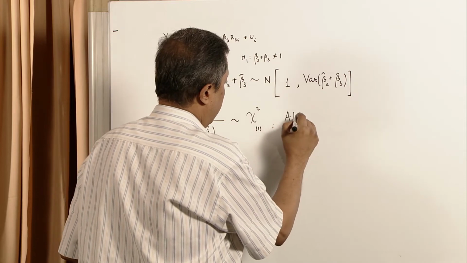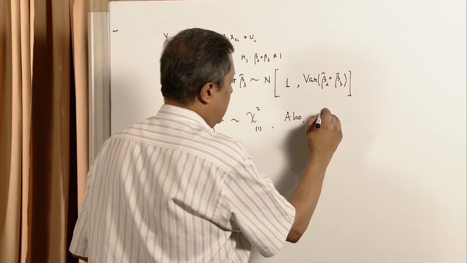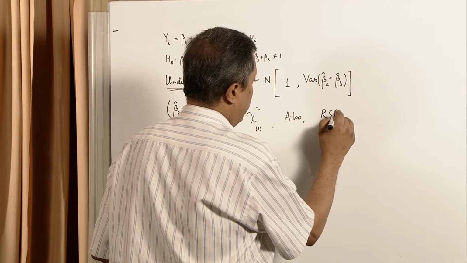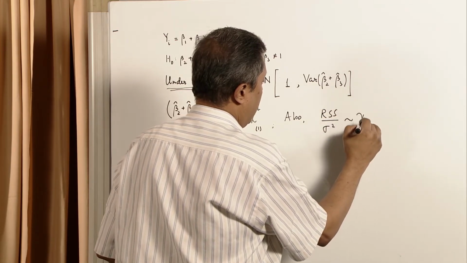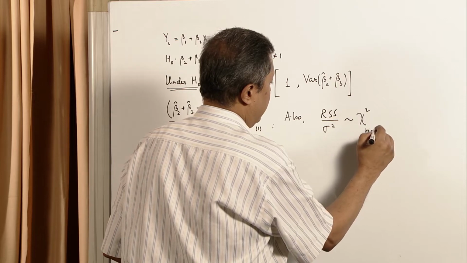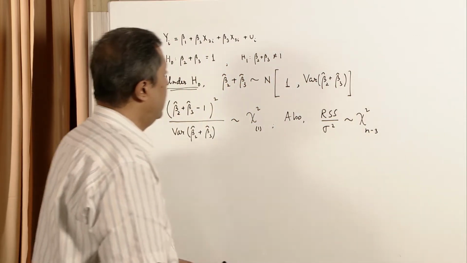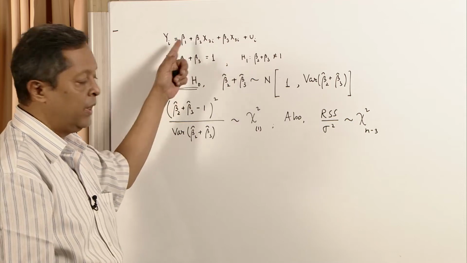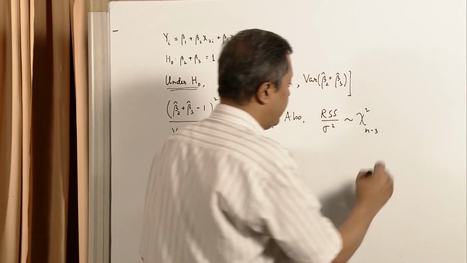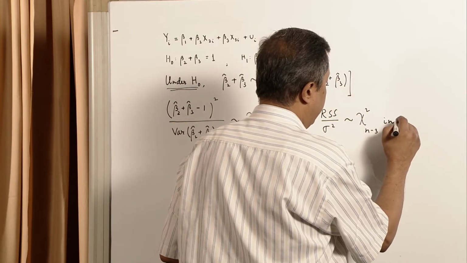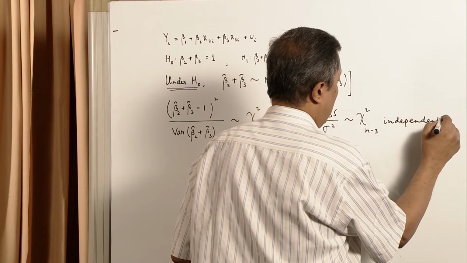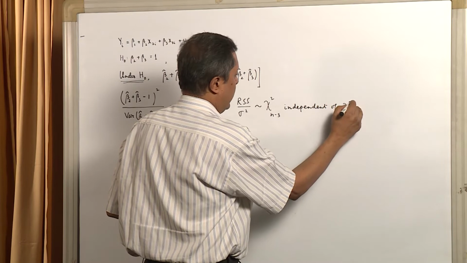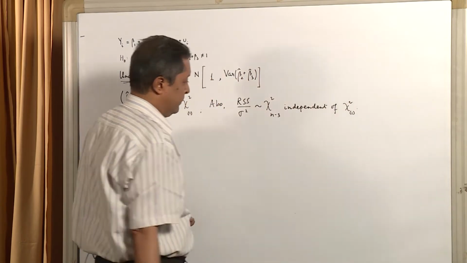Also, as we have seen earlier, the residual sum of squares divided by sigma square follows a chi-square with n minus 3 degrees of freedom, because here it is a 3 variable model. So, n minus 3 degrees of freedom, independent of the chi-square 1 developed earlier.